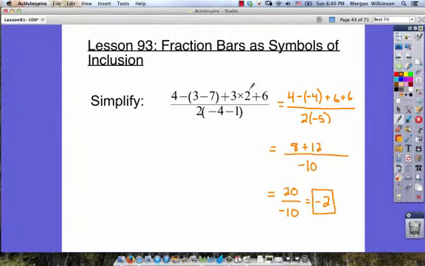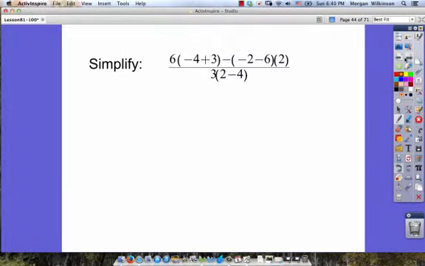Important thing to remember is we have to do our numerator and denominator first when we have fractions and symbols of inclusion and different operations in order to simplify in the end. Let's look at another example. This one looks similar. Let's begin with our numerator. We're going to get 6 times negative 4 plus 3, that's negative 1, minus, and then we have negative 2 minus 6. Well, if we think about our number line, negative 2 minus 6 more, that must be negative 8.